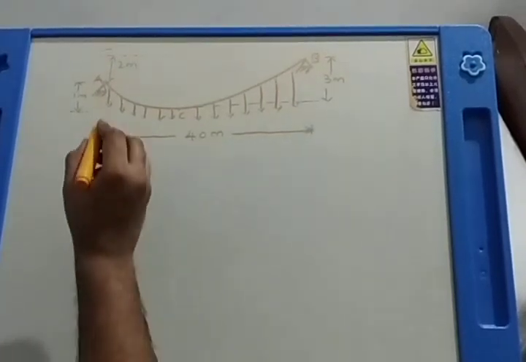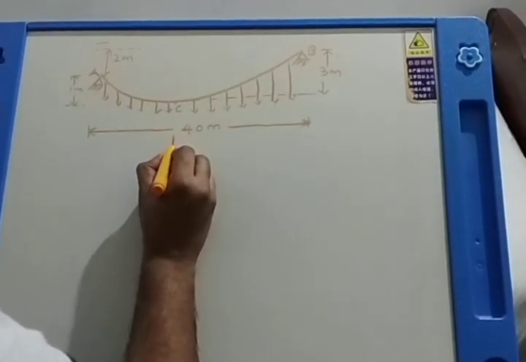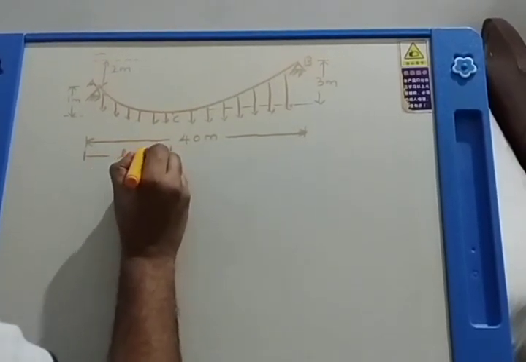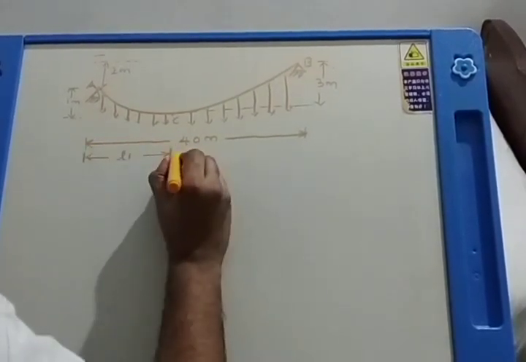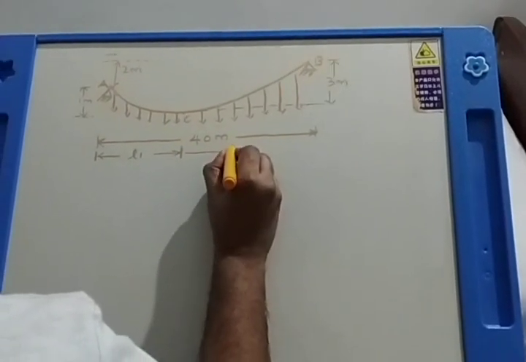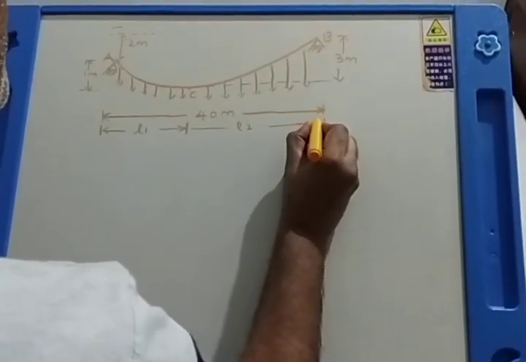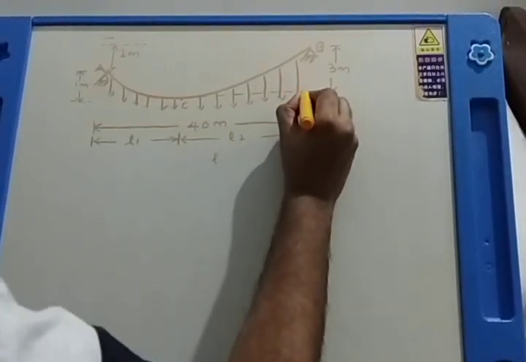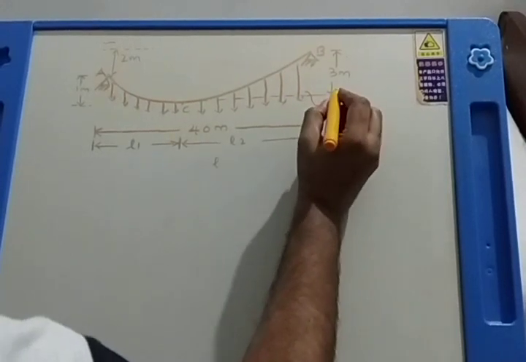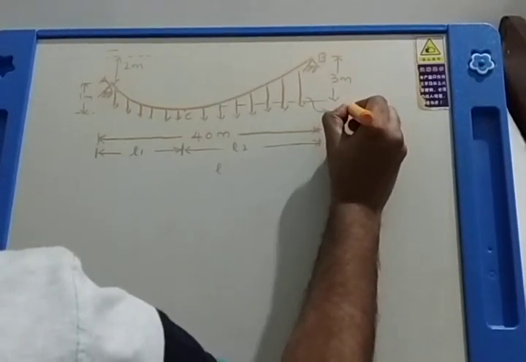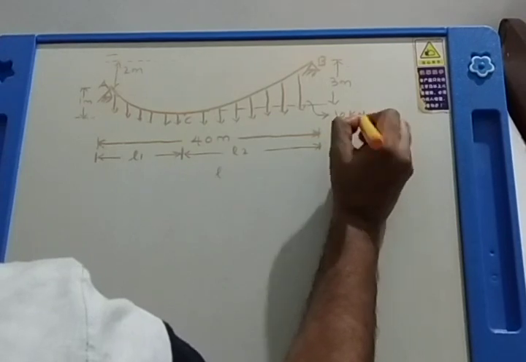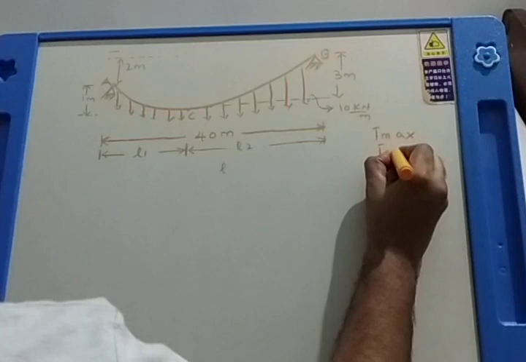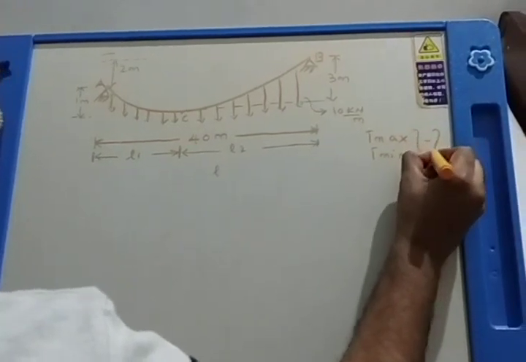So let us find out. We will call the horizontal portion of AC here as L1, like how we had done it in case of arches. This is L2. We need to first find out L1 and L2. For that, let us first see what is the load acting on the cable. Let it be subjected to 10 kilonewton per meter. The question is, what is T max? What is T minimum? These are the questions.